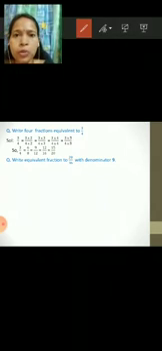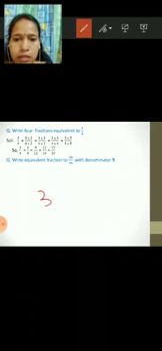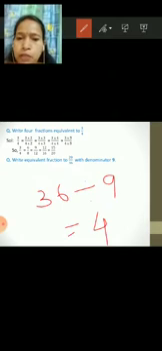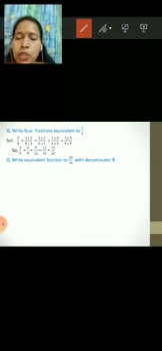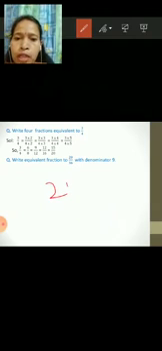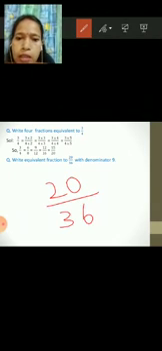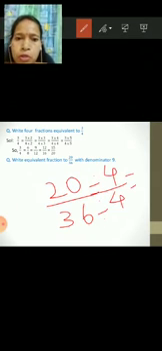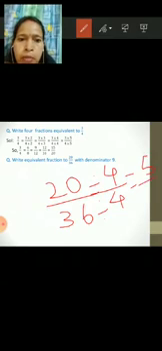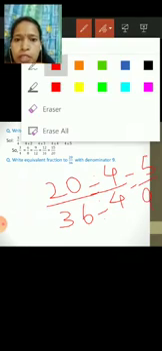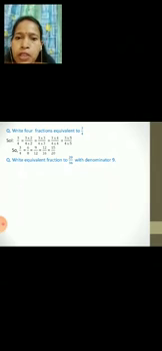Next, one more question I have taken: write equivalent fraction of 20 by 36 with denominator 9. So here denominator should be 9, but 36 is there. So by dividing by 9, how much you will get? You will get 4. So we will divide numerator also by 4 like this. When you divide both numerator and denominator by 4, so you will get 5 by 9. Means our question is we should get denominator 9. So in this way you can get the denominator 9.